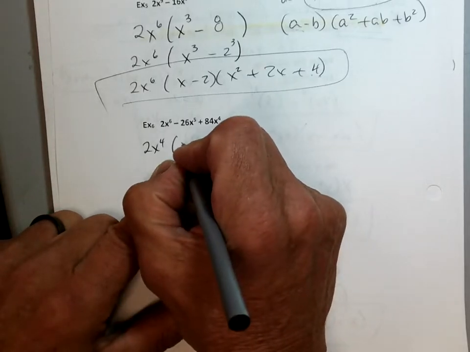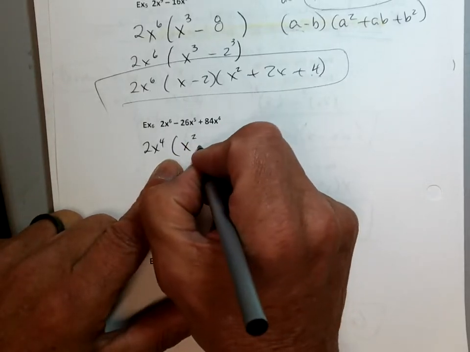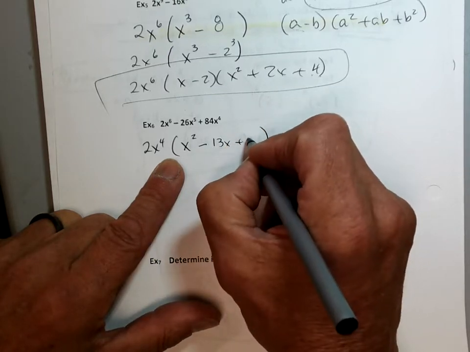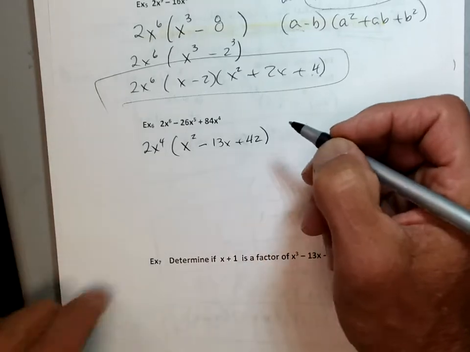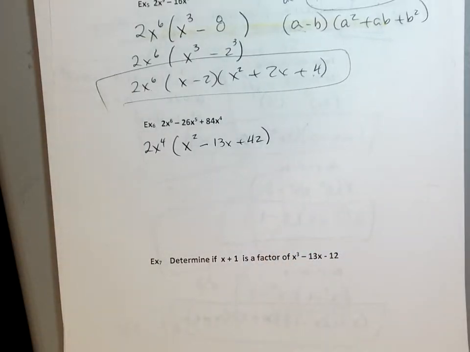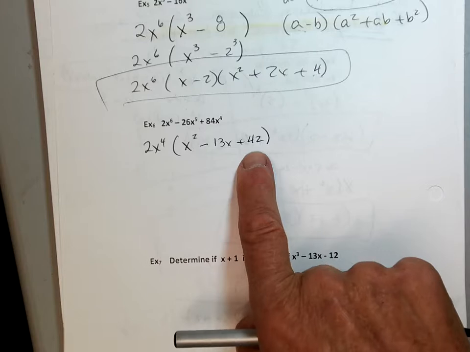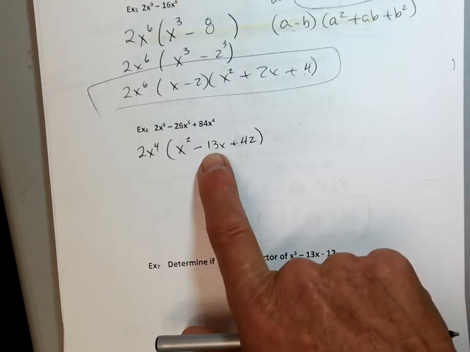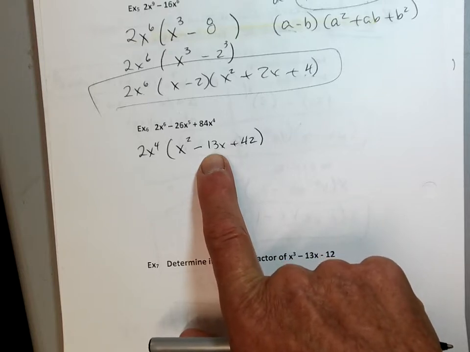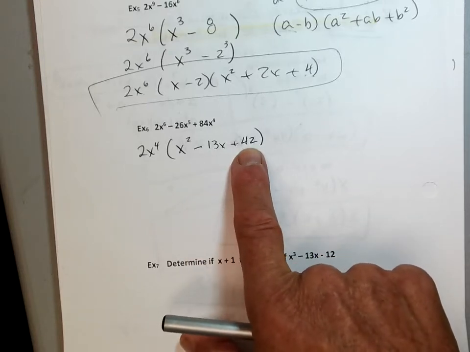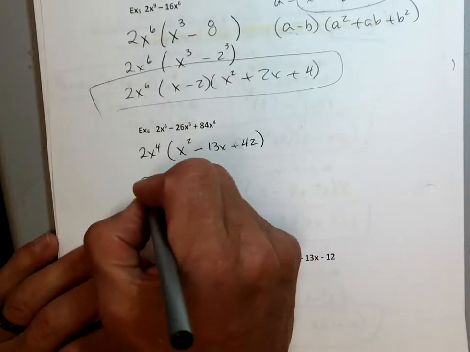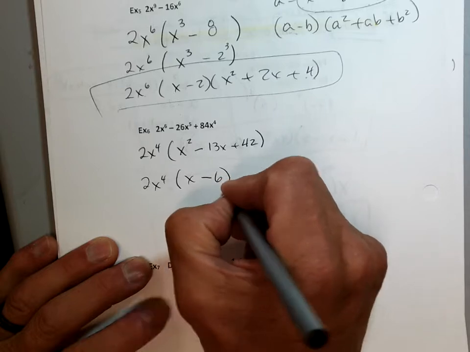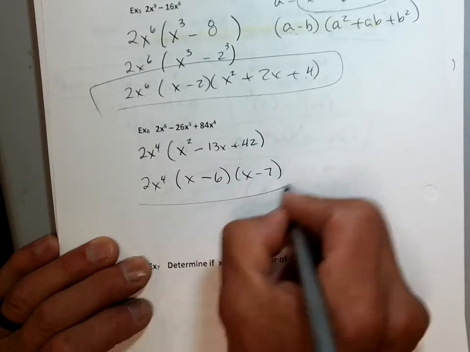X to the 2nd minus 13x plus 42, right? What times what makes 42? 6 and 7. Why is 6 and 7 such a good combination? Because of the negative. Yeah, let's go -6, -7, right? So we've got my 2x to the 4th, x minus 6, x minus 7. Okay?